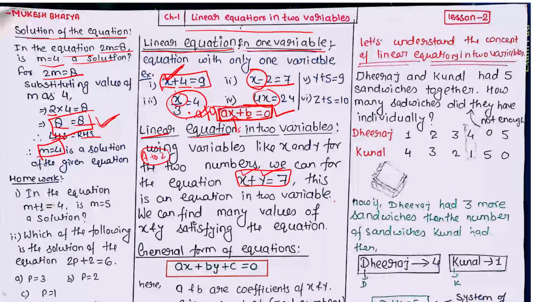Okay, so here there are two friends, Dheeraj and Kunal. Actually, they are my class students only. They had five sandwiches together. दोनों के पास together पांच sandwiches हैं. How many sandwiches did they have individually? अभी question में ये नहीं बताया गया कि individually कितना है, बस पूछा गया है. ठीक है, let's make combinations first.